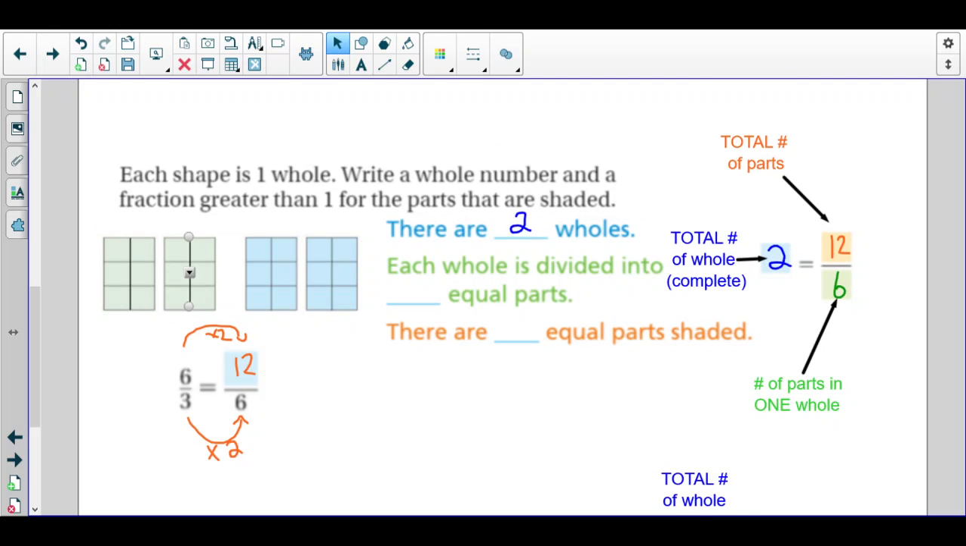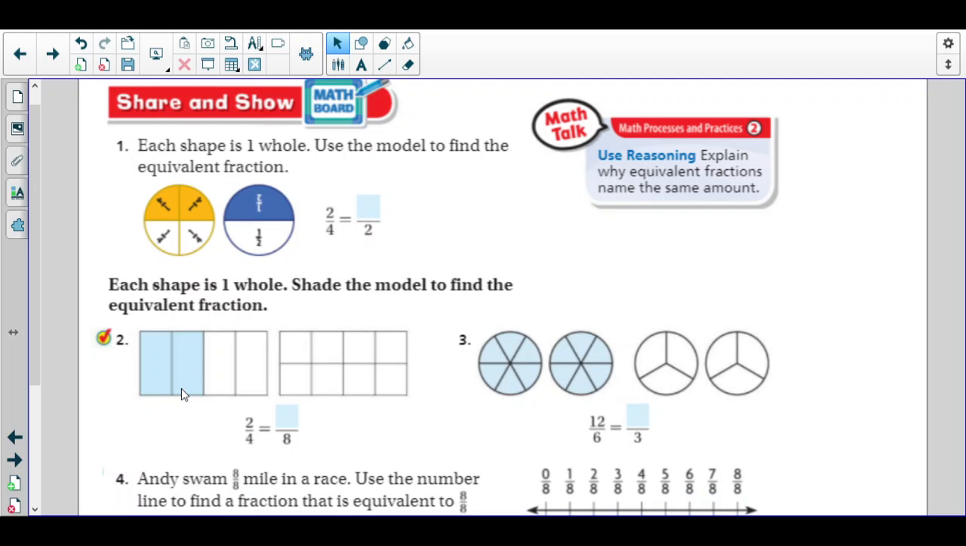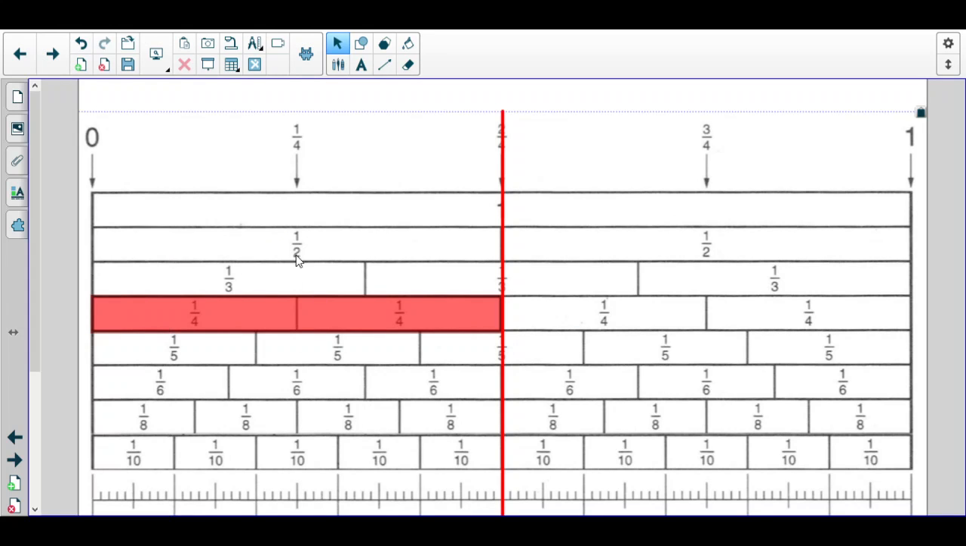Okay. Let's go ahead and pause, get ready to take a look at the show and share, and we'll check your answers out here in a little bit. Don't worry about having to come back and use this model. Sometimes that is the best one to use. So good luck, and then hit play when you're ready to get your answers checked.